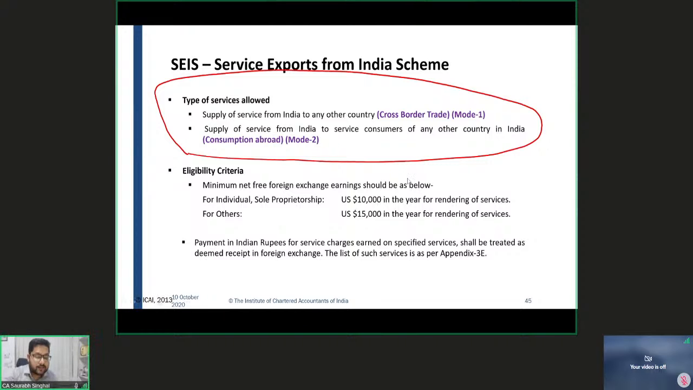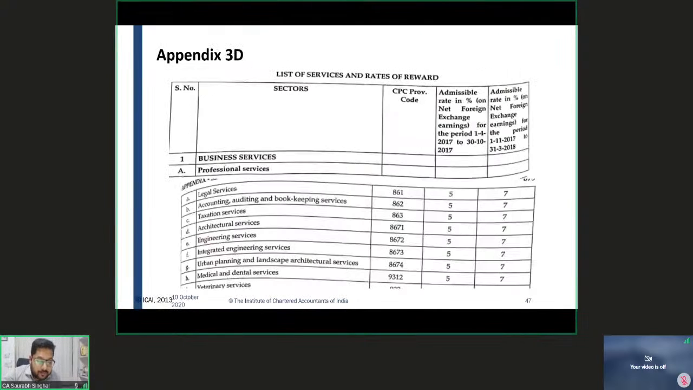Now we come back to SEIS. And when we come back to SEIS, I want to show you the rate, the actual Appendix 3D and 3E of the schedule of the FTP, wherein the rate for SEIS is prescribed. And you can see Appendix 3D on your screen. It says serial number, sector, CPC provisional code, Central Product Classification Provisional Code.